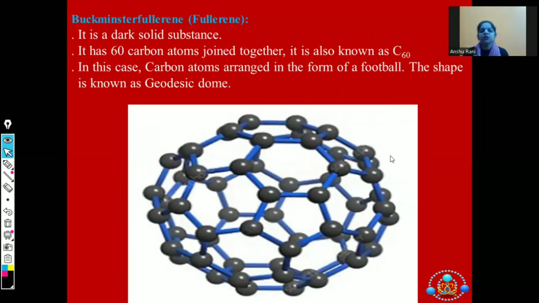Then you have Buckminster fullerene. Fullerenes are dark solid substances. They are present in the form of 60 carbon atoms. Initially it was made up of 60 carbon atoms, then C70 up to C250 have been made, okay? The carbon atoms are arranged in the form of a football. It is like a geodesic dome present as a structure in the US. It is similar to that structure, that is why it is called Buckminster fullerene. Buckminster fullerene is an architectural structure which is present in the US.